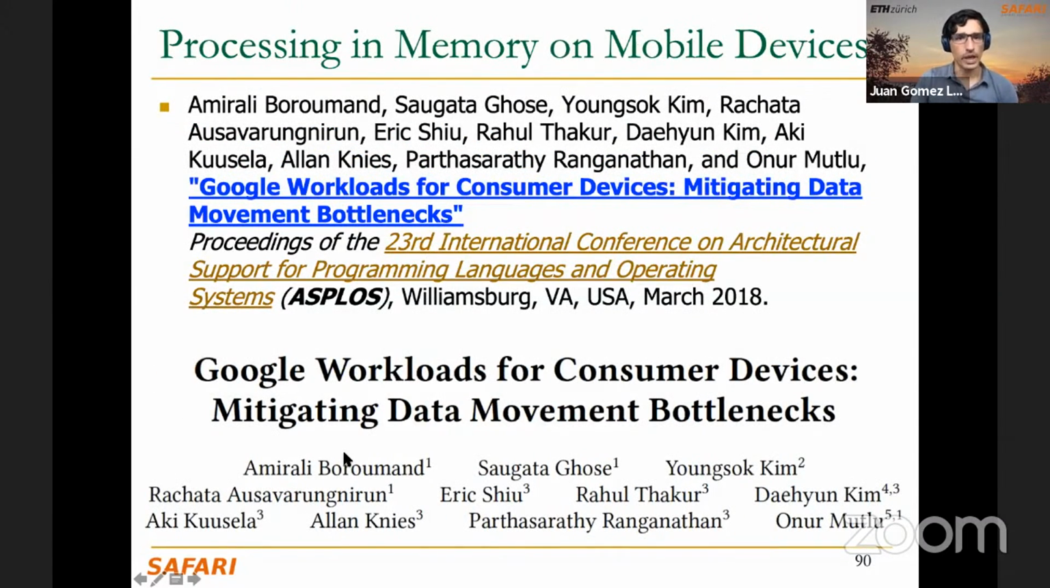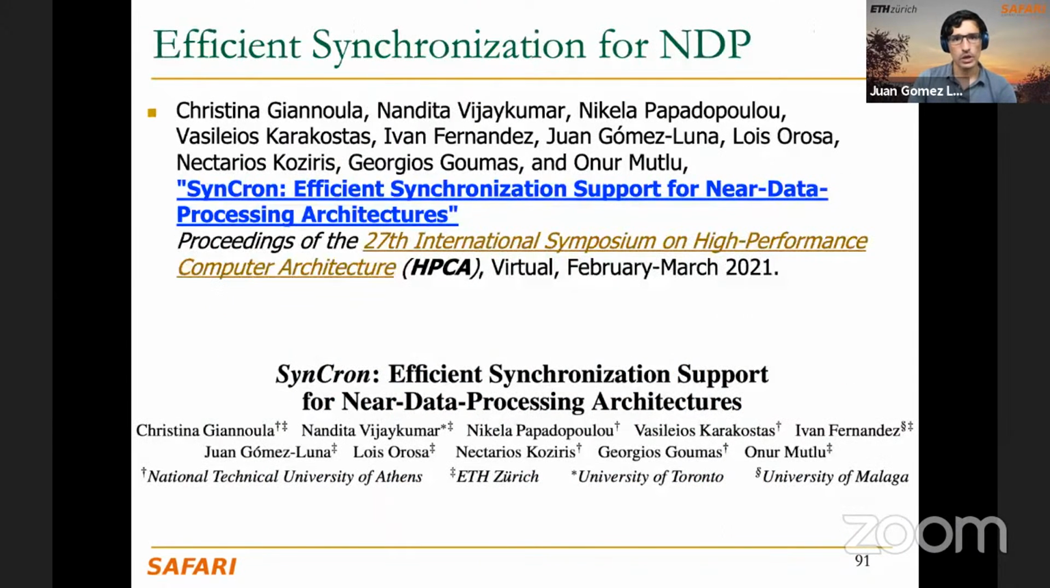Okay, another example, a paper from our group in ASPLOS 2018, on these Google workloads for consumer devices, also a very interesting paper, probably also one of the ones that we will propose for discussion in this course. It analyzes Google consumer workloads, like for example Google Chrome or the VP9 video encoder and decoder, analyzes what the data movement bottlenecks are, and proposes processing in memory solutions for these Google consumer workloads. Or SynCron, the efficient synchronization support for near-data processing that I mentioned before, because this will be the talk that Christina will deliver on Monday.